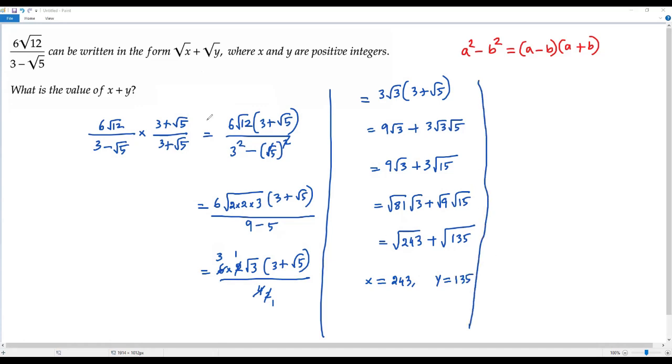Okay, our aim is to get the value of x plus y. Okay, let me do it. x plus y equals, for x, we can plug in 243. For y, we can plug in 135. x plus y equals, when I add these two numbers, I am getting 378. Okay, here I got the value of x plus y, that is 378.